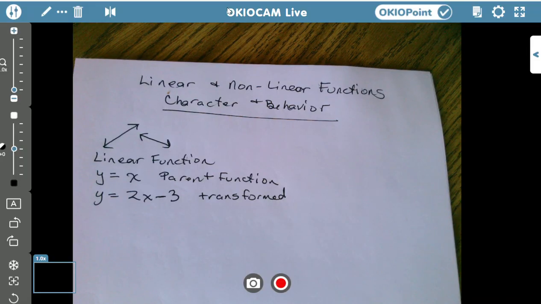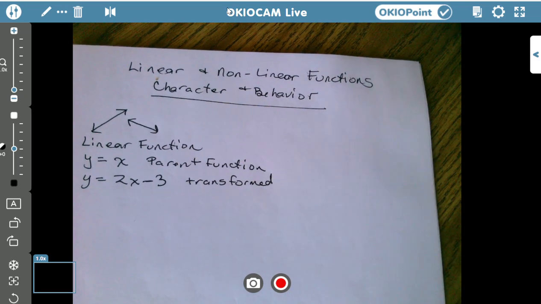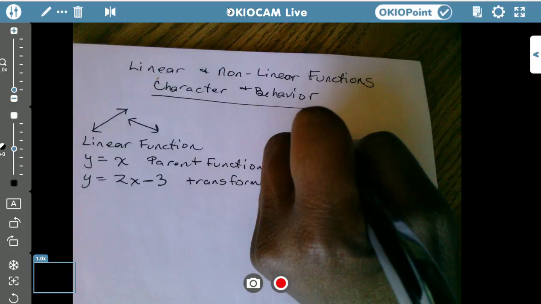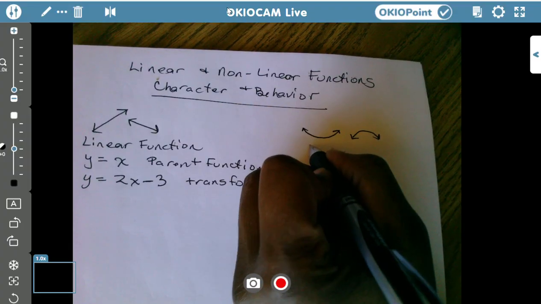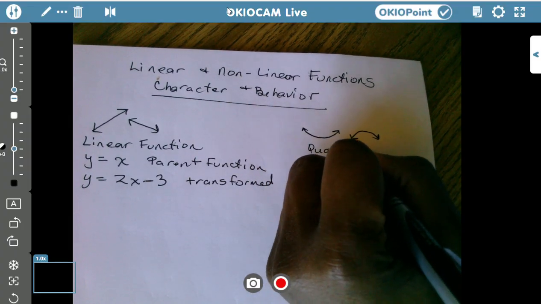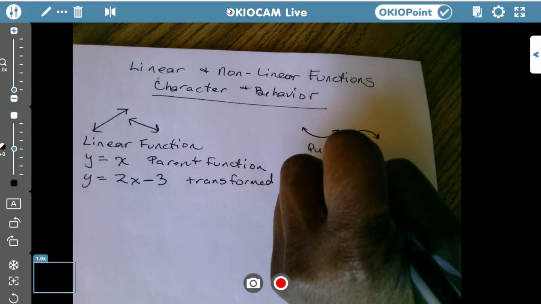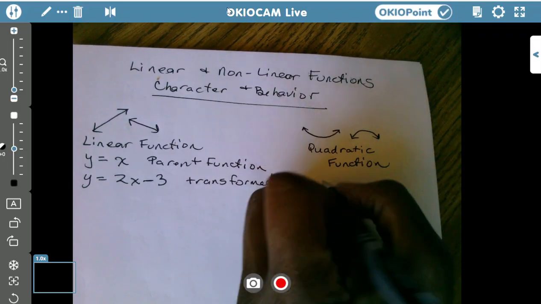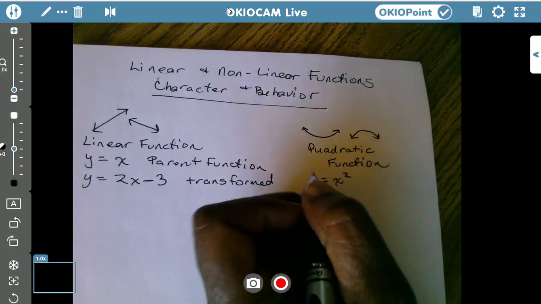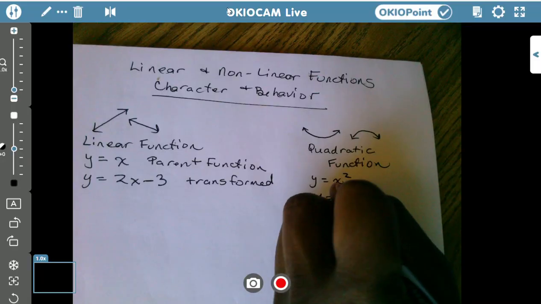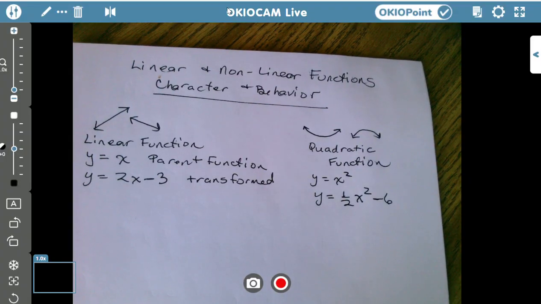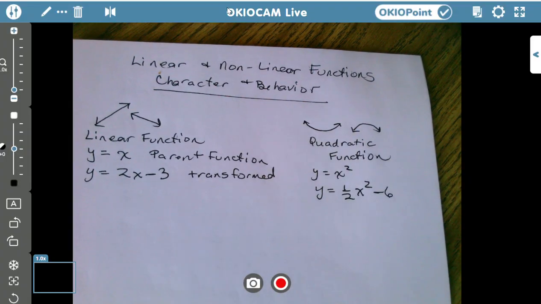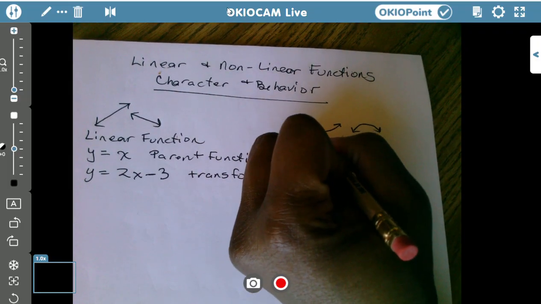Alright, the next one is quadratic. Draw a quadratic function. Quadratic function is a U-shaped graph. And the U in quadratic tells us the shape of the graph. The parent for the quadratic is y equals x squared. We can transform it to be something like y equals 1/2 x squared minus 6. Now, the U in quadratic tells us the shape of the graph.